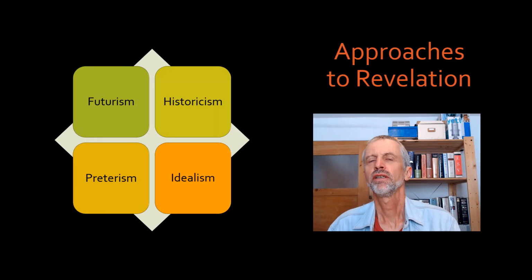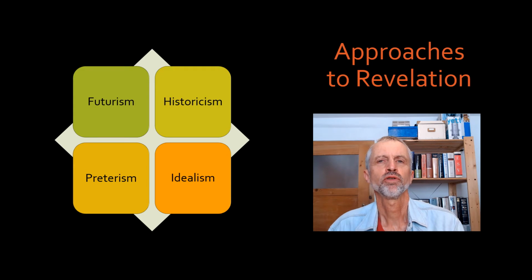In summary, then, there are these four approaches: futurism, historicism, preterism, and idealism. Most interpreters today would agree that, apart from historicism, it needs some combination of those other three to do justice to the book. We cannot follow one approach all the way through.